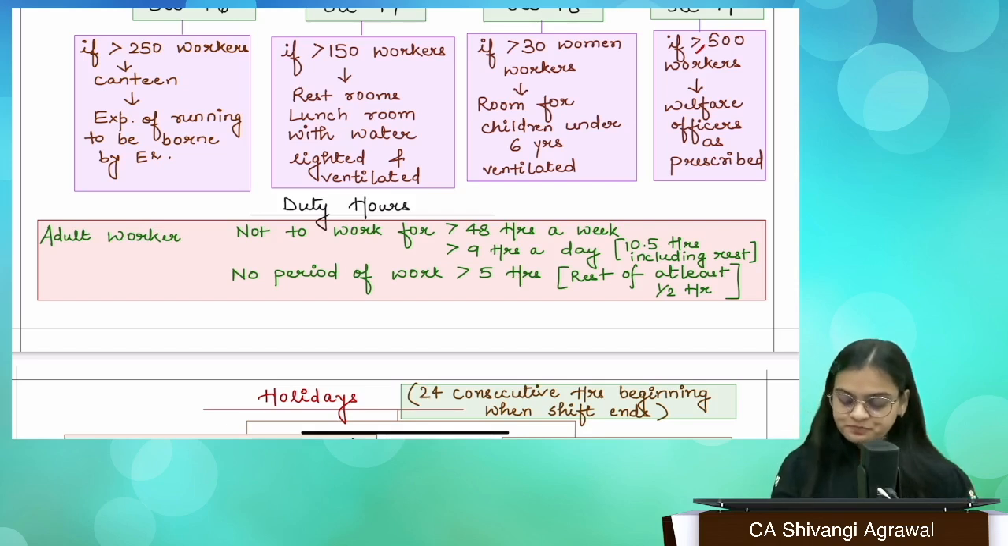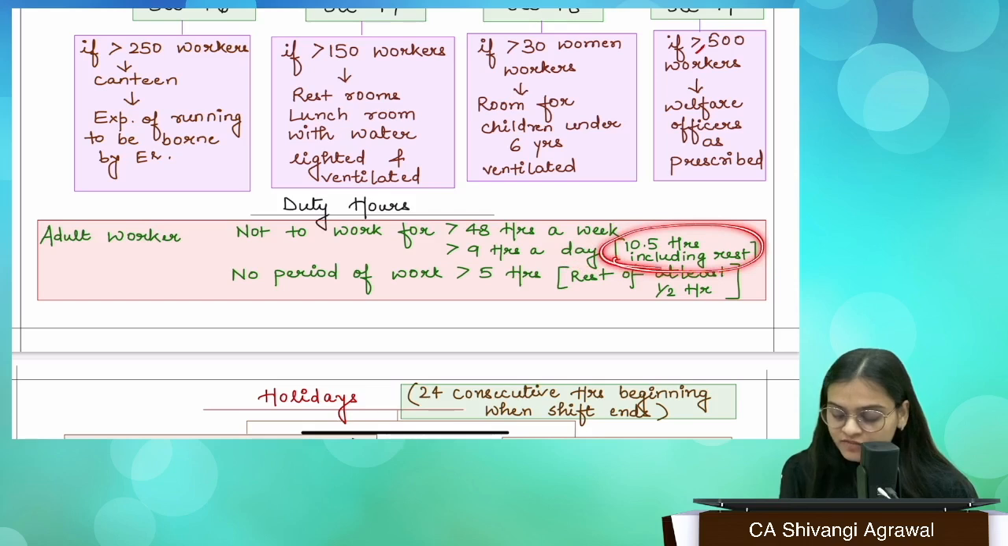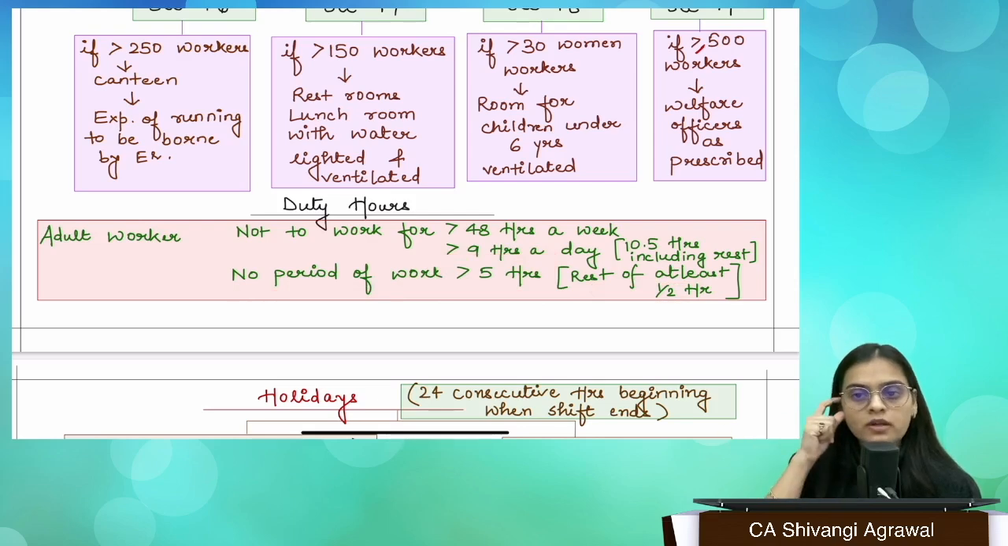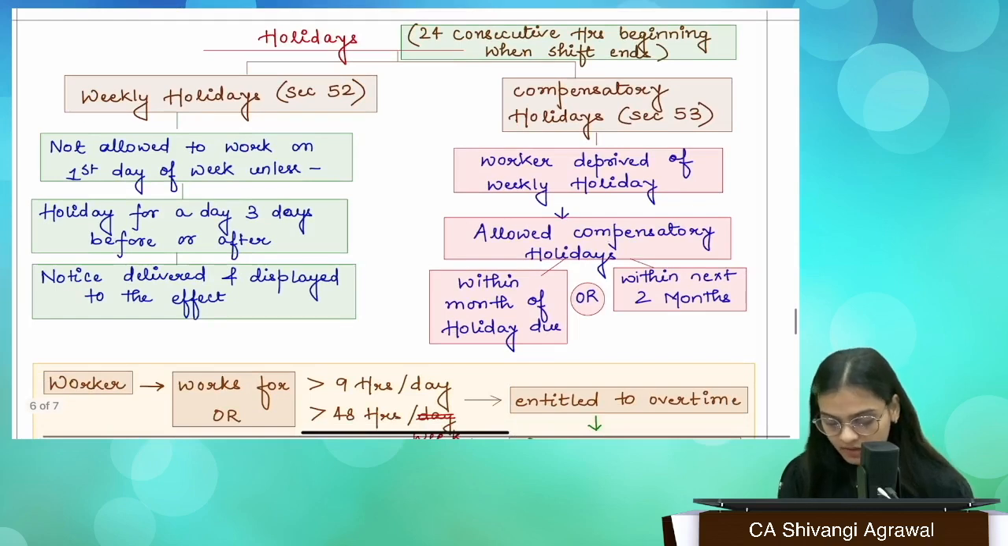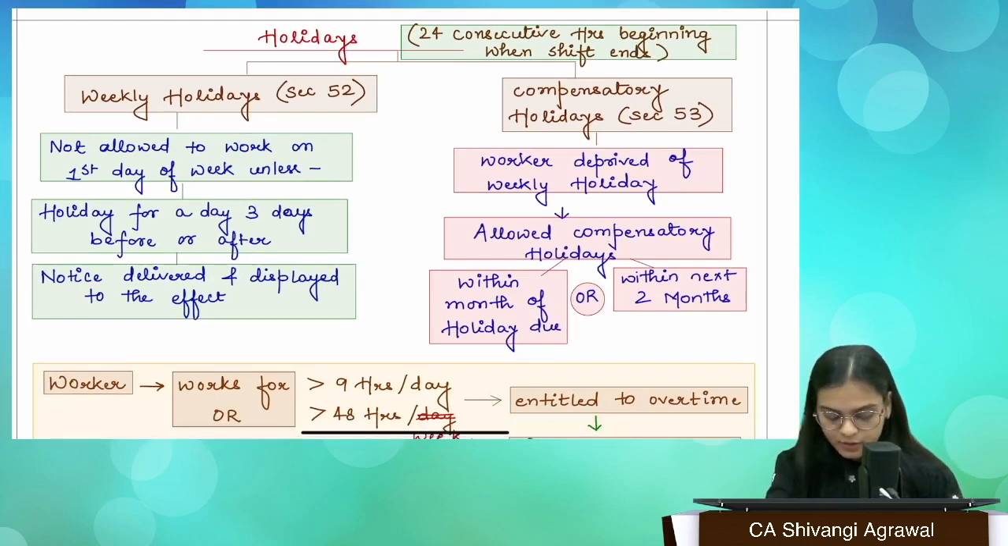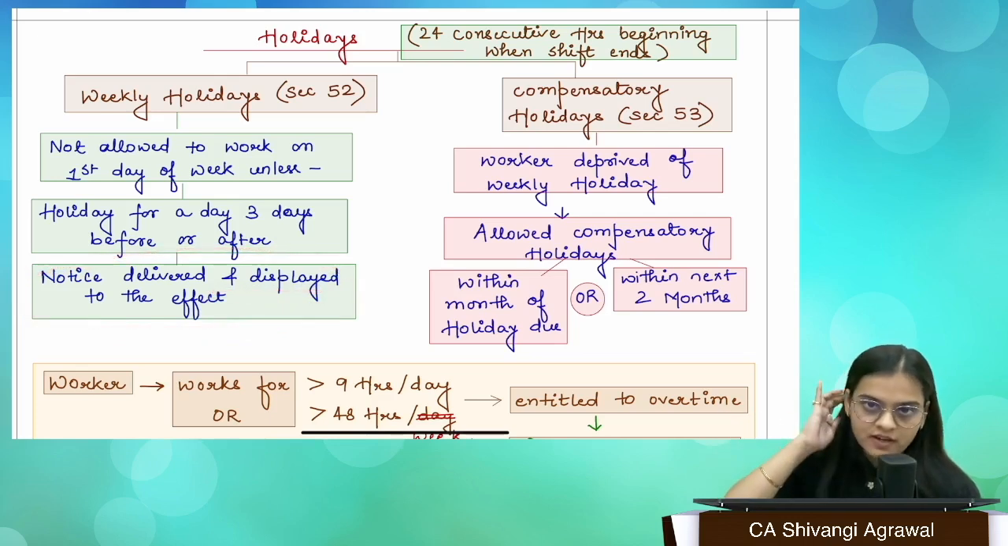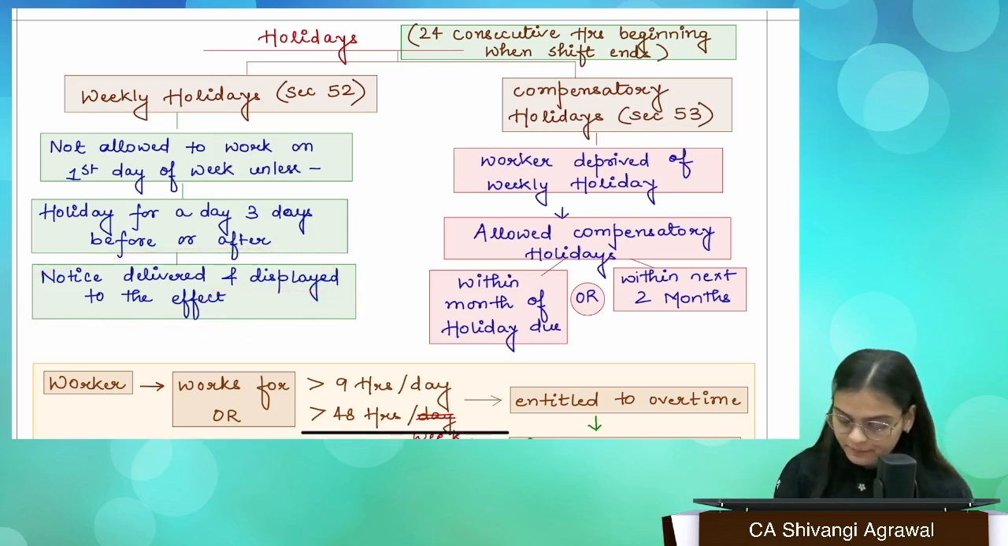Now there is one more thing. He is not supposed to work for more than 9 hours a day, or 10.5 hours including rest. No period of work is going to be more than 5 hours without a rest of at least 1 hour. That means at a stretch, you cannot work beyond a span of 5 hours. So these are all about the duty hours of an adult. Whenever you change the weekly holiday, it has to be notified to the workers, and the notice has to be displayed in the factory.